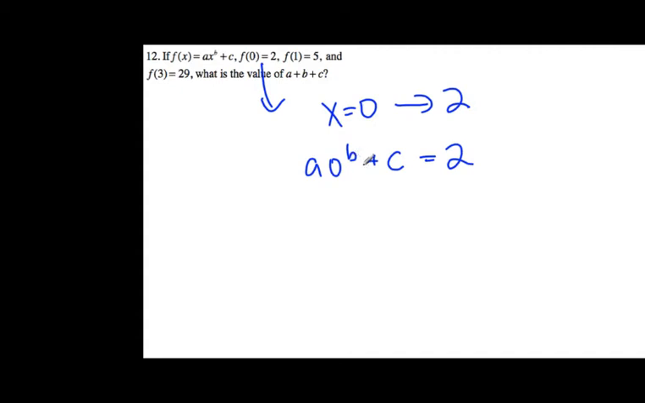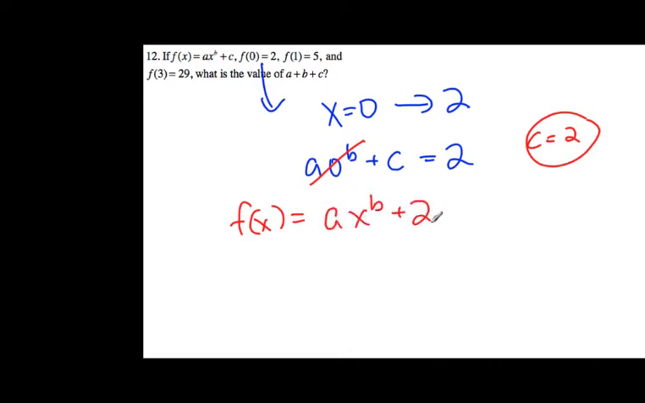This one involves multiple steps. So f of 0 equals 2 can be translated to when x is 0, we're going to get 2. So let's plug that in. When x is 0, we're going to have a times 0 to the b plus c equals 2. And then 0 to the anything is just going to be 0. So this is going to go away. And then we know that c equals 2. So now c is always equal to 2. So we could have f of x equals ax to the b plus 2.